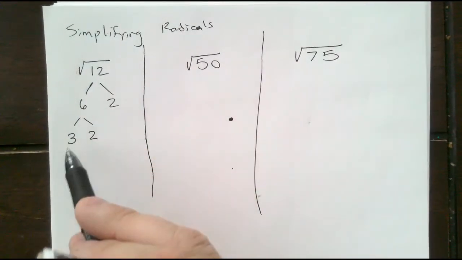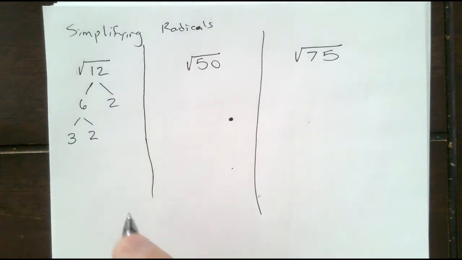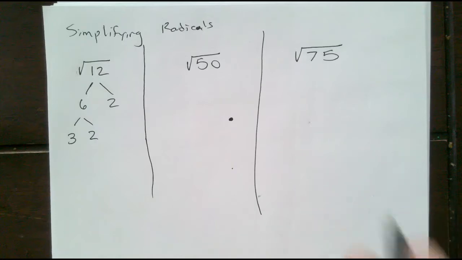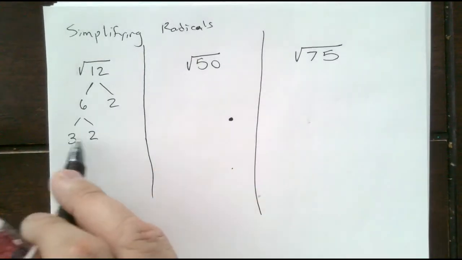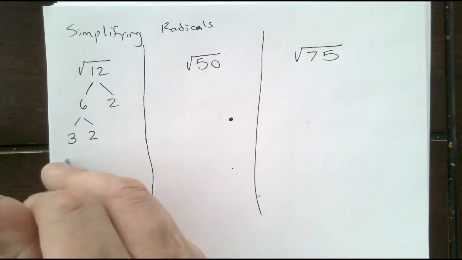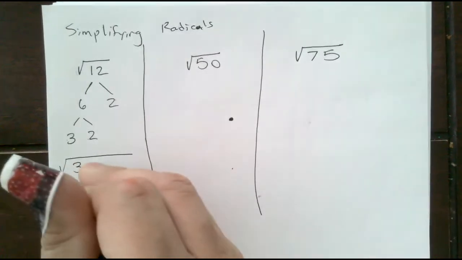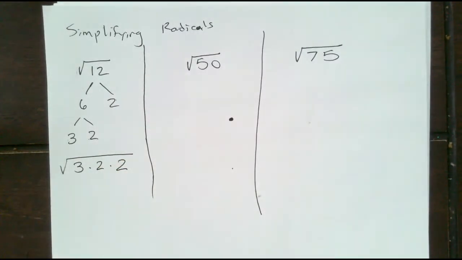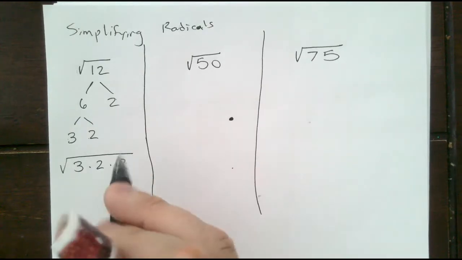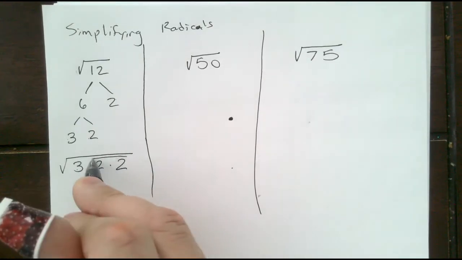You go down till you get to prime numbers, so numbers that can't be multiplied by anything other than 1. So 3, 2, and 2 are all prime numbers. Because these are called roots, we're factoring to the roots. Underneath our square root, we're going to have a 3, a 2, a 2. Because it is a square root, square is another word for 2, we're going to look for pairs. Inside of this, we have one pair, a pair of 2s.